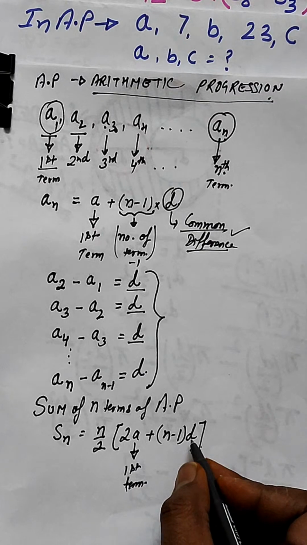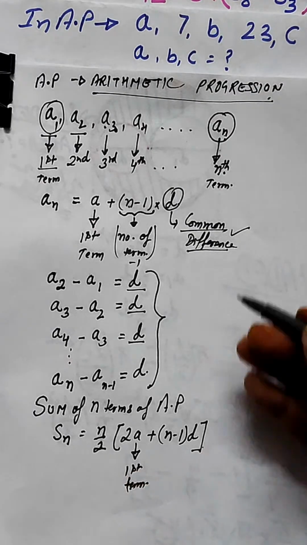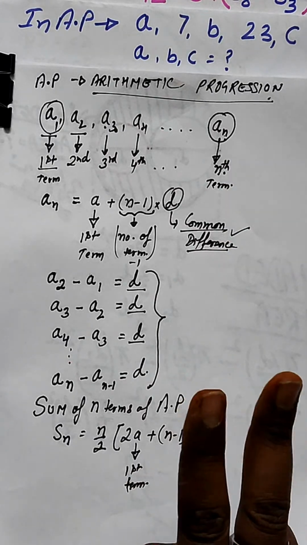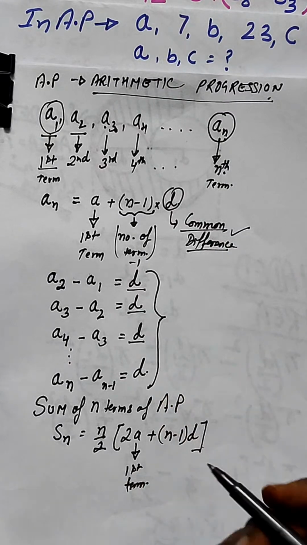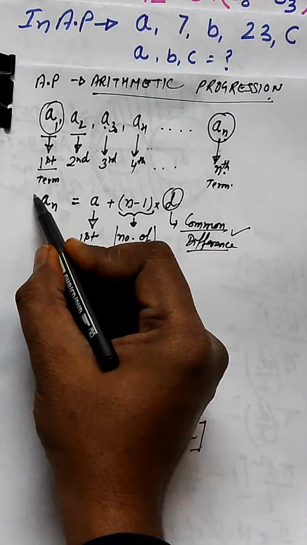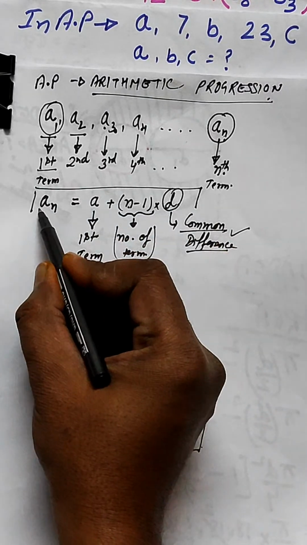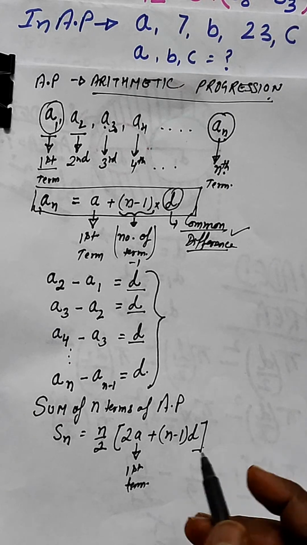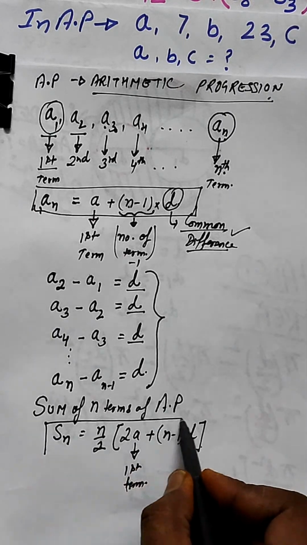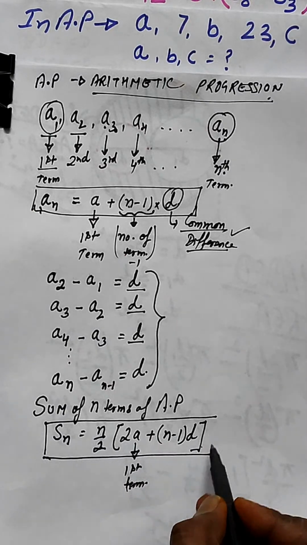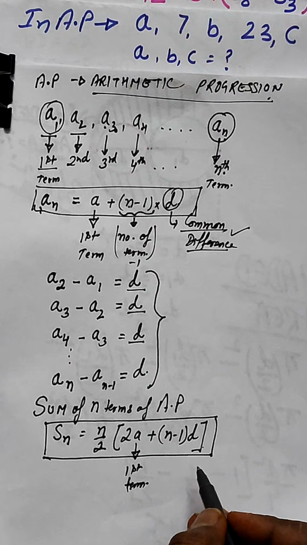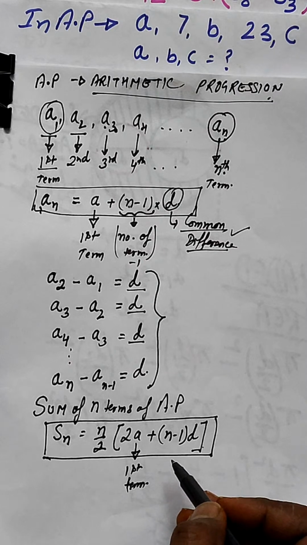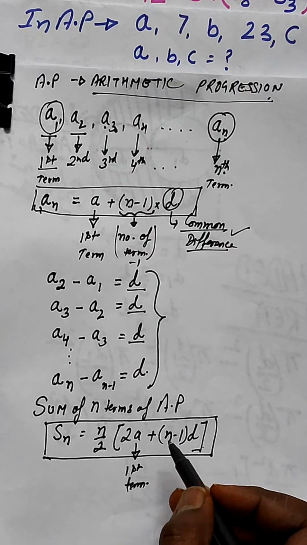So let us do some questions and try to understand the application of these formulas. So we have read only two formulas in AP, only two. What is the first formula? This one. An equal to a plus n minus 1 into d, right? This is the first formula. And the second formula is Sn equal to n by 2 into 2a plus n minus 1 into d, right? We will use only these two formulas and rotate based upon the requirement to solve our questions.